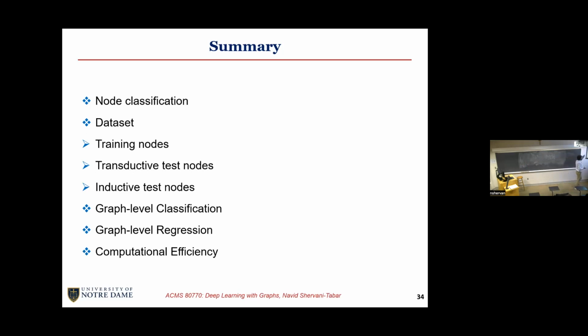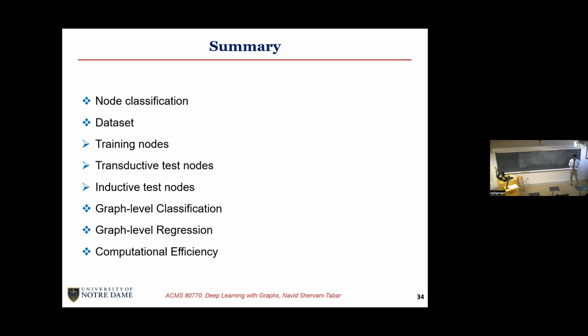Then we said that the data set for node classification contains three types of nodes. One is the training nodes, for which we know the labels and we know the connections. A second set of nodes are transductive test nodes, for which we don't know the labels, but we know that they exist and we know how they are connected to the rest of the network. And the last group of nodes are inductive test nodes, which are not seen during training. So, for instance, the shallow embedding approaches that we talked about earlier cannot handle the inductive test nodes.